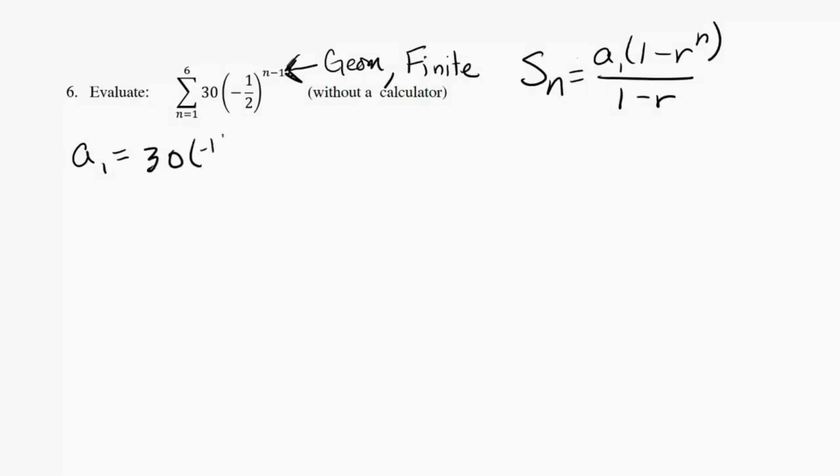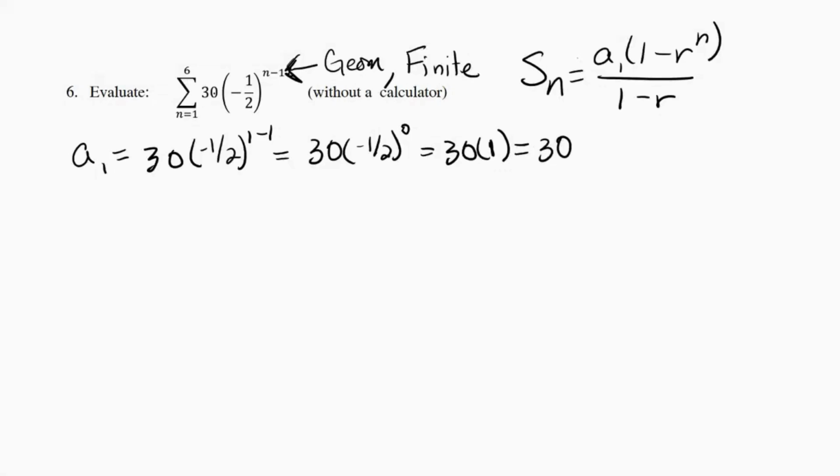What you're going to end up doing is always plugging in this bottom number in for n, because that's where we always start. So we do 30 times negative 1/2 to the 0 power, which a lot of people think is still 0, which it's not. Anything to the 0 power is 1. So our first term is 30.